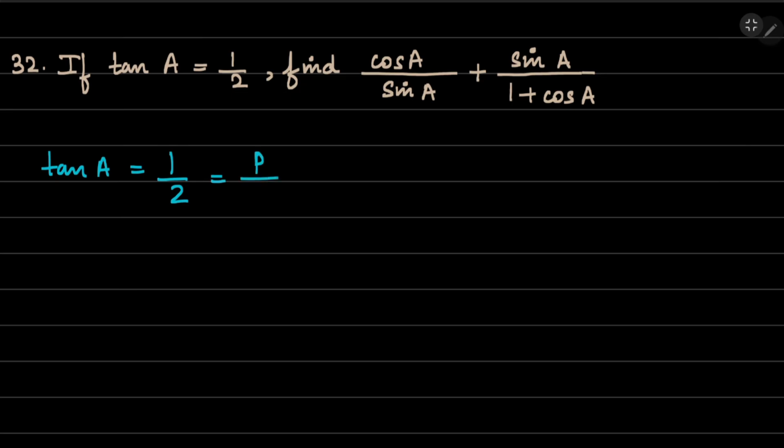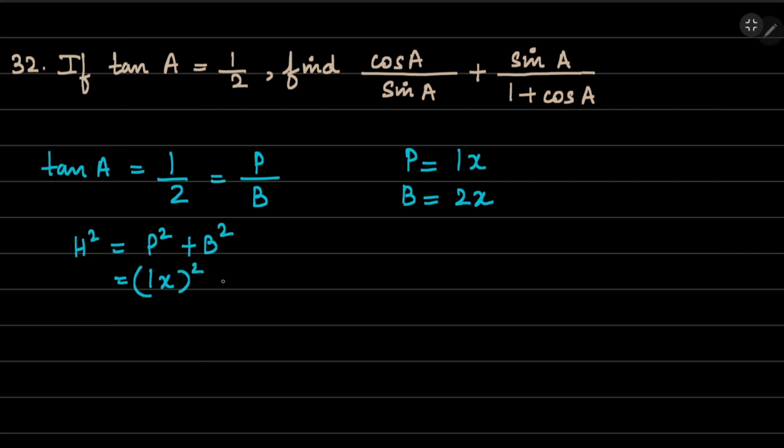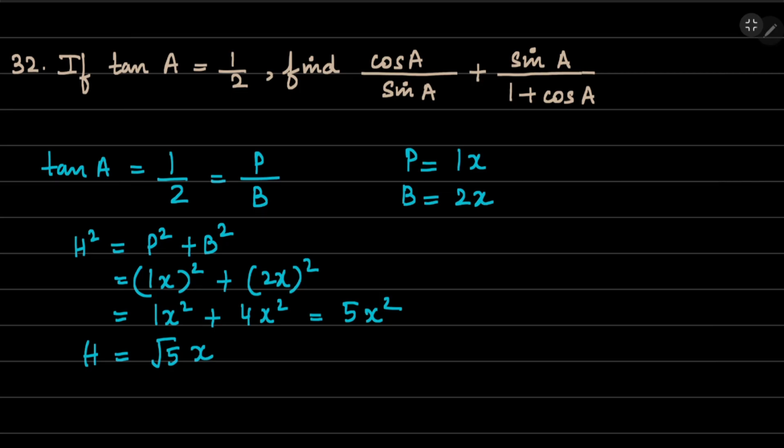This is equal to perpendicular by base. Okay, so your perpendicular is just 1x, and your base is nothing but 2x. So using Pythagoras theorem, h square equals p square plus b square. So 1x the whole square plus 2x the whole square, which is 1x square plus 4x square, equal to 5x square. So what is your h? H is root 5x.